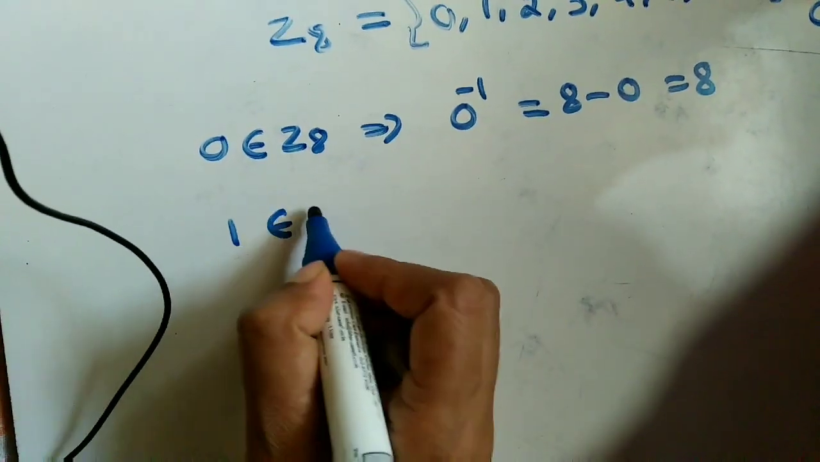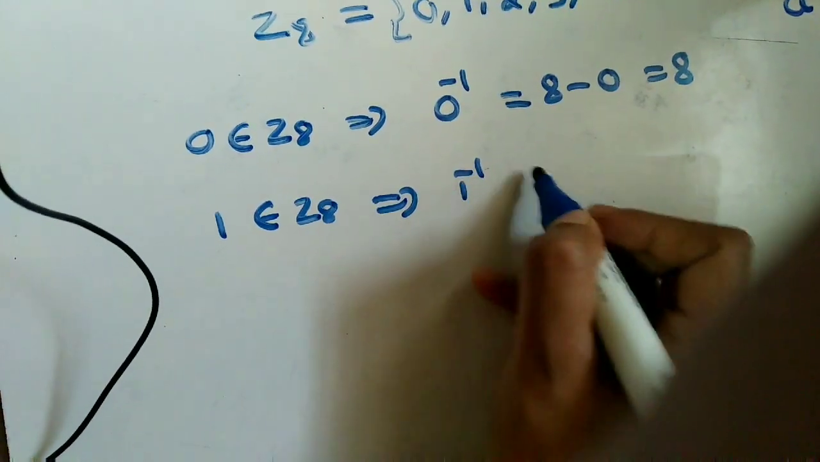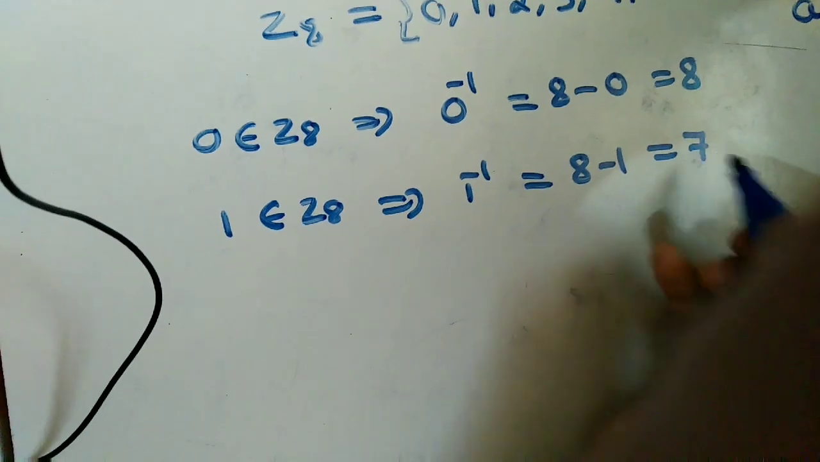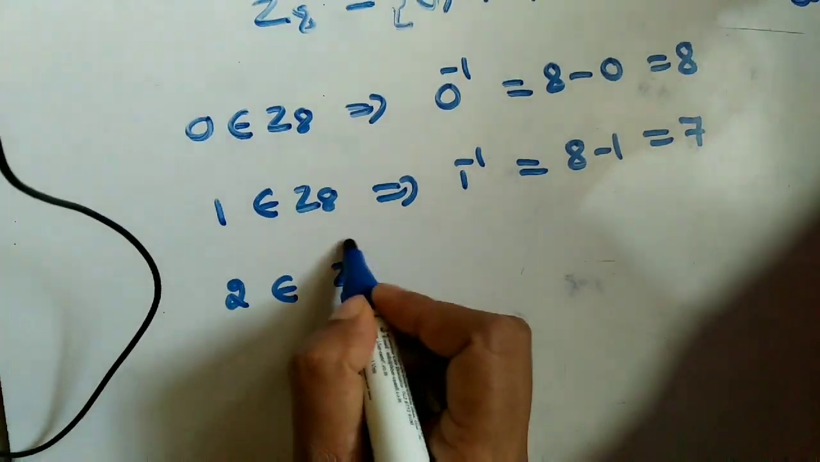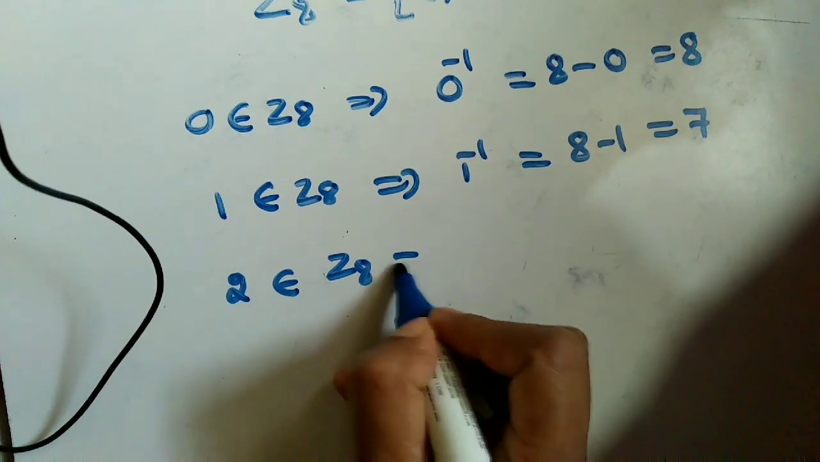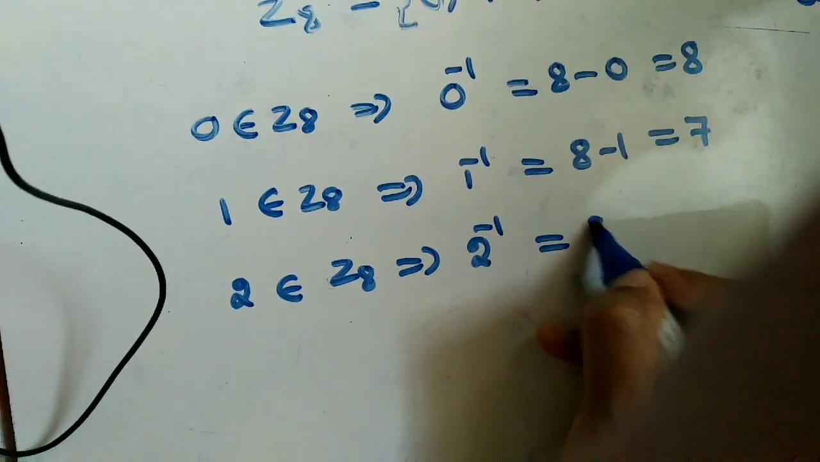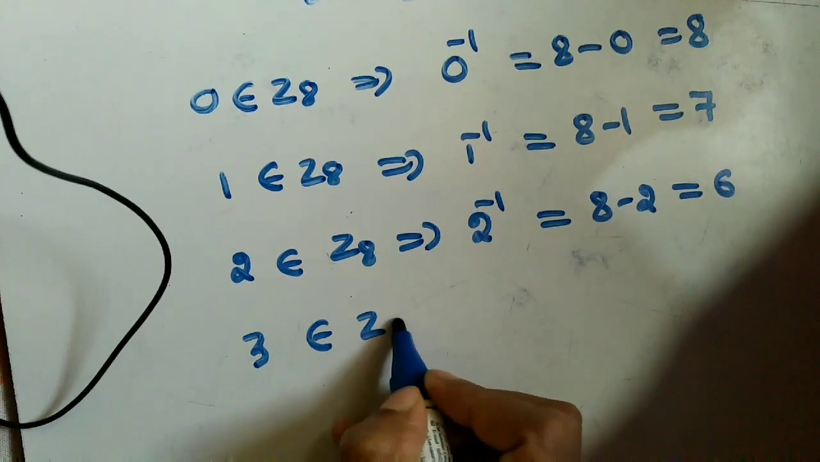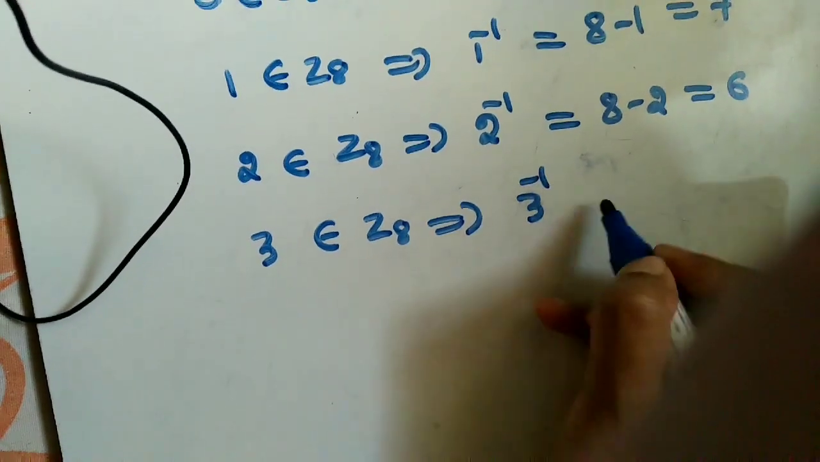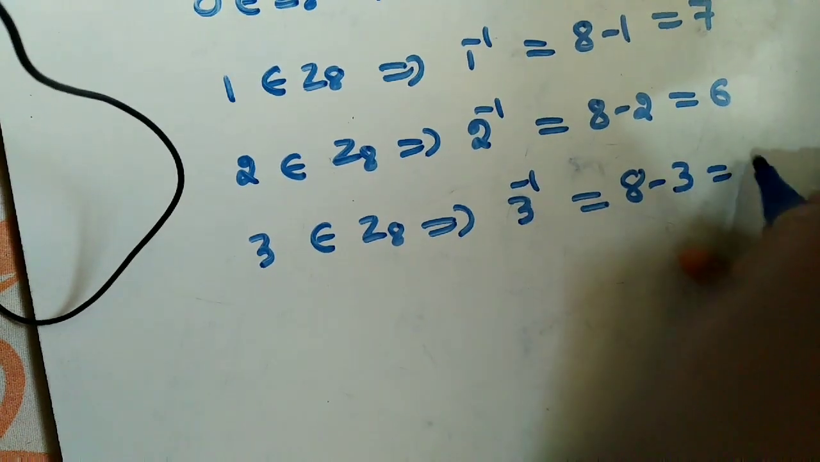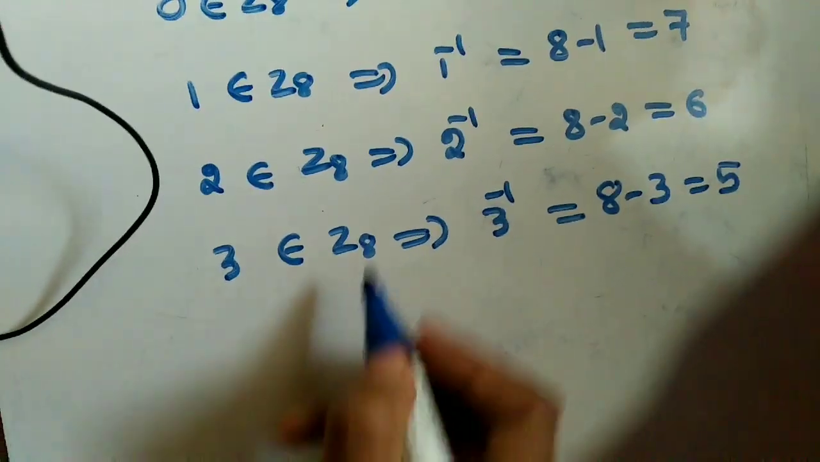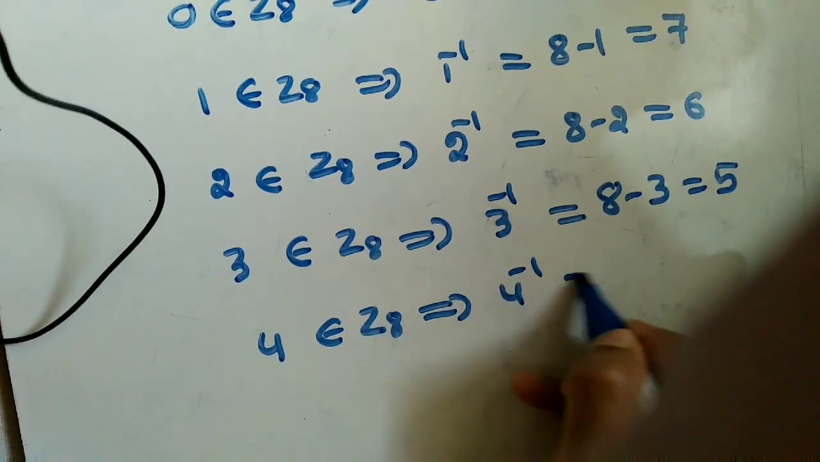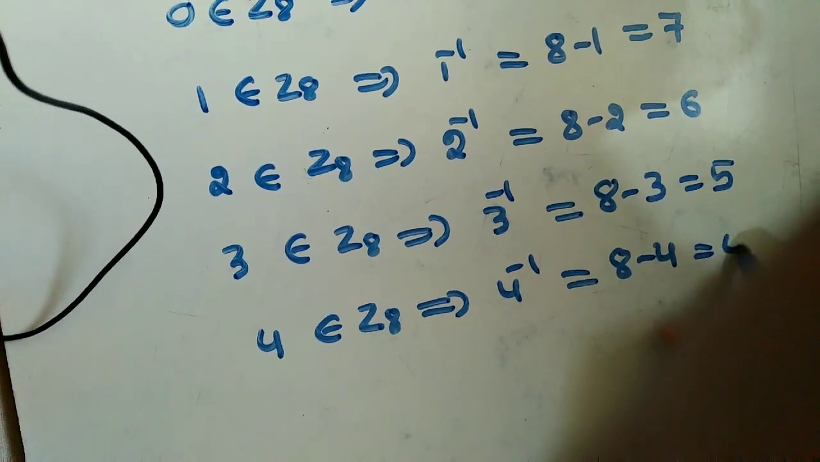Next one is 1. 1 belongs to Z8. So what is 1 inverse? 8 minus 1, which is 7. So 1 inverse is 7. Next element is 2. 2 belongs to Z8, so 2 inverse is 8 minus 2, which is 6. Next element is 3. 3 belongs to Z8. Therefore 3 inverse is 8 minus 3, which is 5. Next element is 4. 4 belongs to Z8 and the inverse of 4 is 8 minus 4, which is 4.